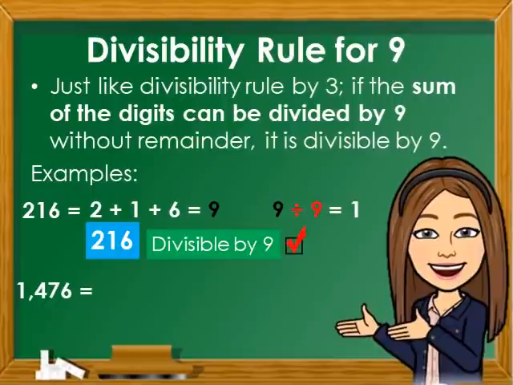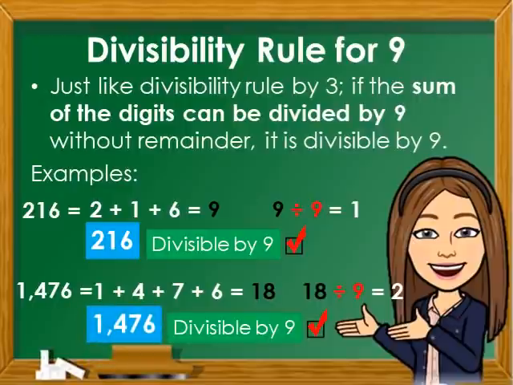1,476. Let's add the digits of 1,476. 1 plus 4 plus 7 plus 6 equals 18. So the sum of the digits is 18. Can 18 be divided by 9 without remainder? Yes. So 1,476 is divisible by 9.